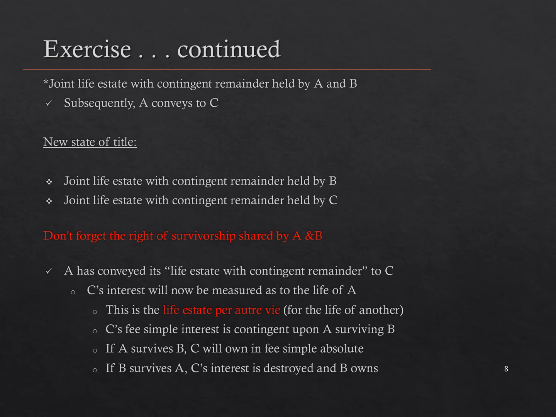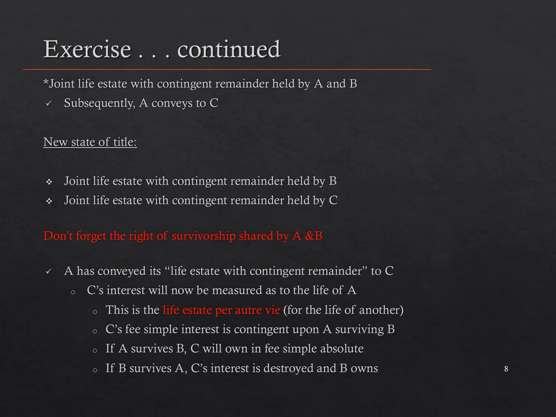Now subsequently, let's say that A conveys to C. So we can rewrite the new state of title as the joint life estate with contingent remainder held by B and a joint life estate with contingent remainder held by C. And again, do not forget the right of survivorship shared by A and B in the original grant. A has conveyed its life estate with contingent remainder to C. But C's interest will now be measured as to the life of A.